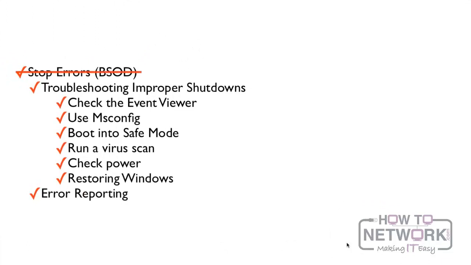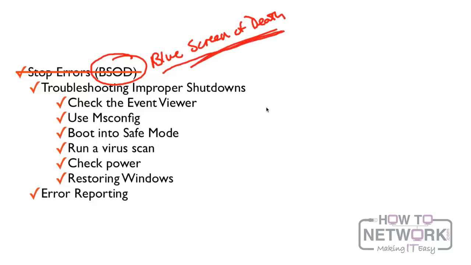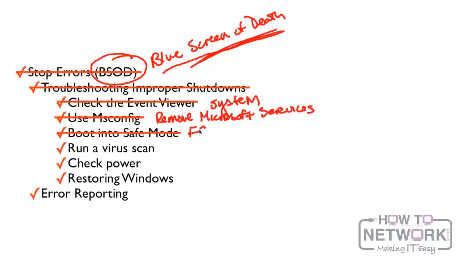So we just talked about stop errors, otherwise known as BSOD. I want you to remember that term because it stands for blue screen of death. And I see this on the exam all the time. Then for troubleshooting improper shutdowns, we looked at checking the event viewer, specifically the system log, using msconfig, removing all the Microsoft services from the list and disabling those. Booting into safe mode, you can do this by pressing F8, don't forget. Running a virus scan, you want to do this in safe mode.